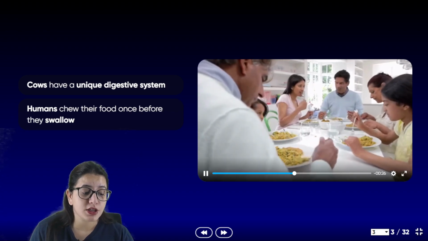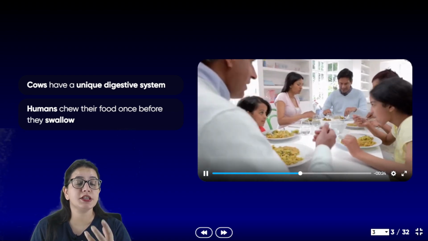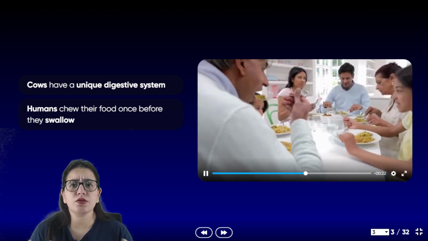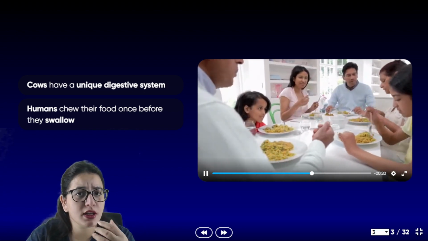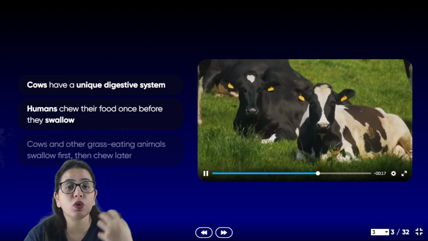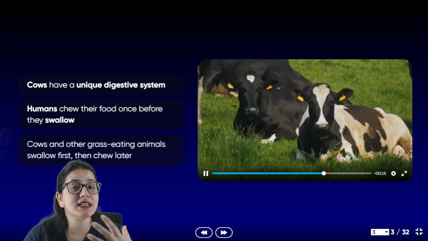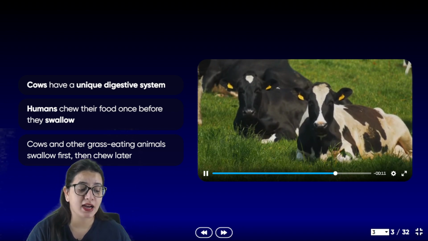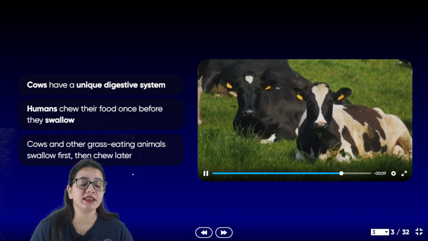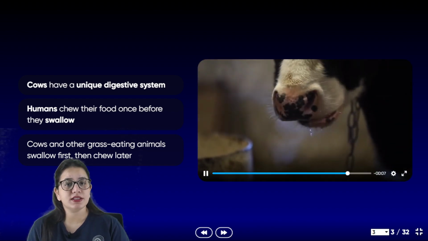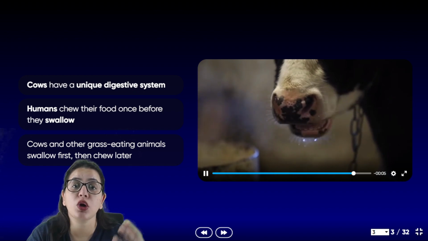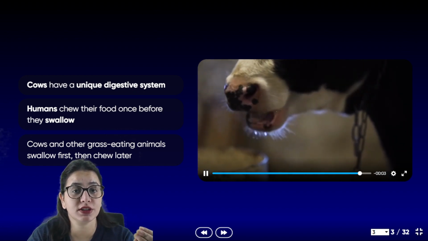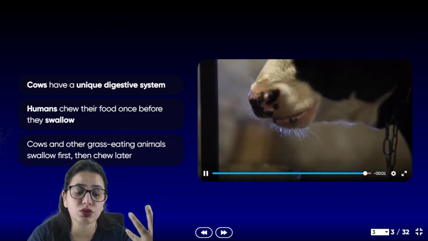Humans generally chew their food before they swallow. What we do is first put the food in our mouth, then chew it, then swallow it, okay? But that is not the case with herbivores. Cows and other grass-eating animals swallow first and then chew later. Isn't that different? They swallow first, and after that they chew it. So they swallow first and chew later.